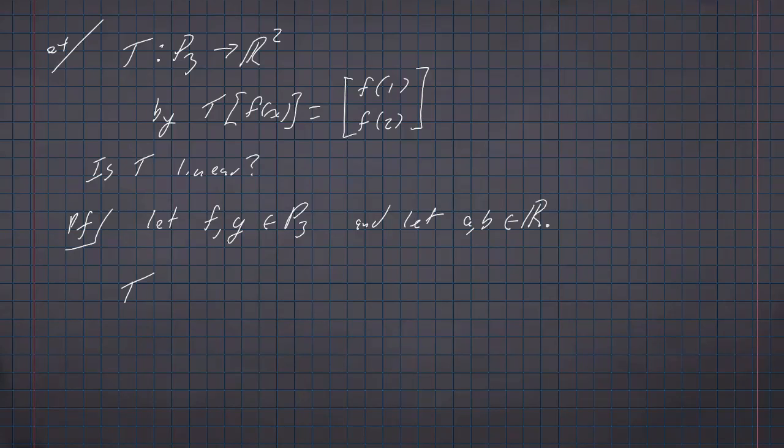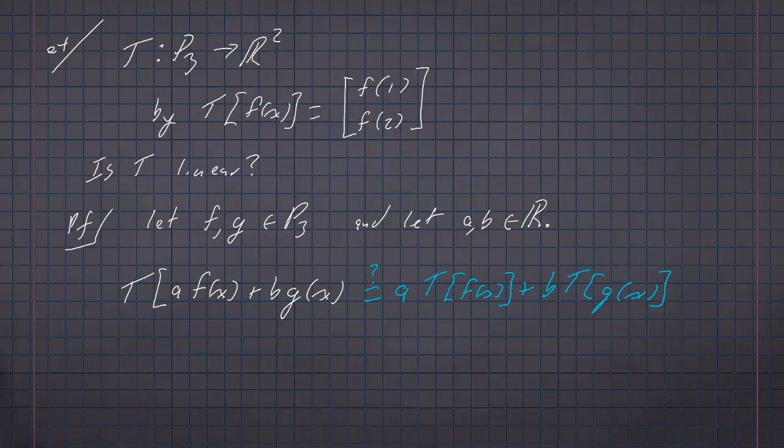And then we want to evaluate T of the linear combination, a times f of x plus b times g of x. Our goal is to get this equal to a times T on f of x plus b times T on g of x. If we can show that that is true, right, that's what we want to show. If we can show that that is true, then we have a linear transformation. If we cannot show that that is true, then we might not. And in fact, we might be able to show that it's false.